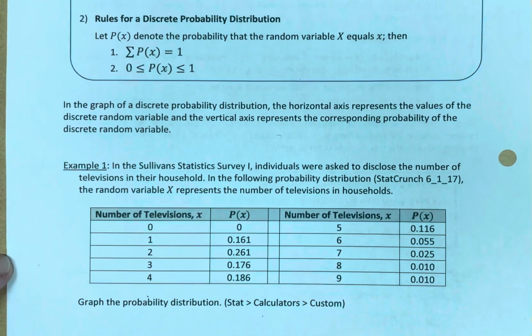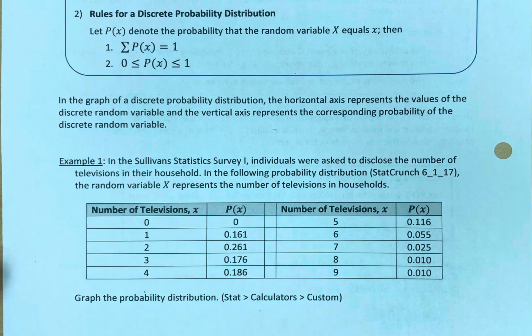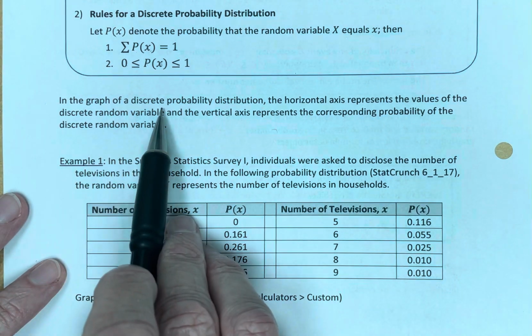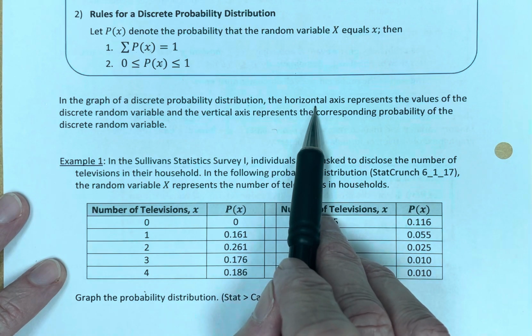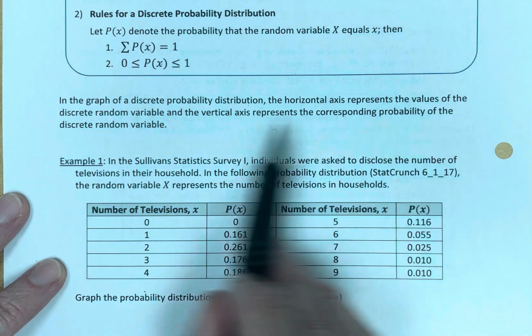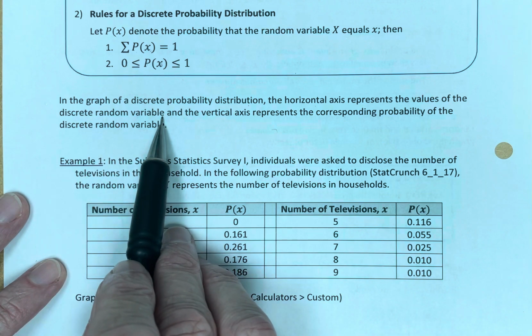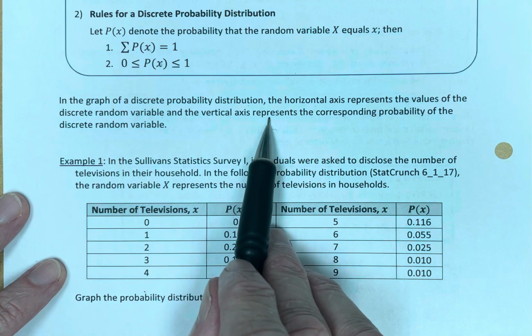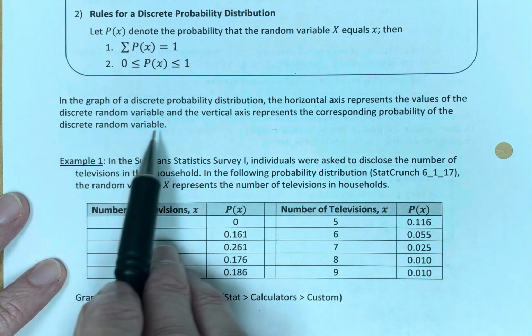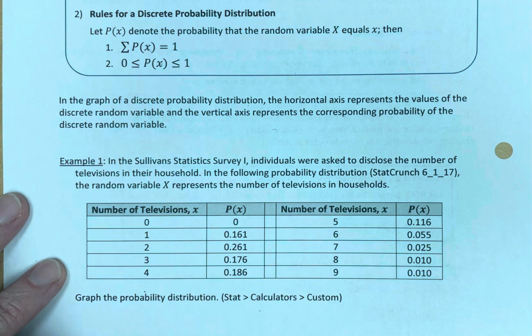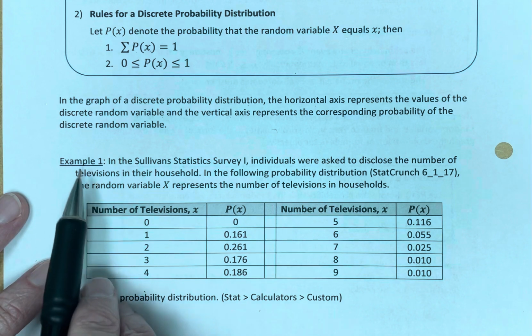All right. We're going to make use of StatCrunch for this. In the graph of a discrete probability distribution, the horizontal axis represents the values of the discrete random variable. The vertical axis represents the corresponding probability of the discrete random variable. And again, we're going to use StatCrunch to do this.